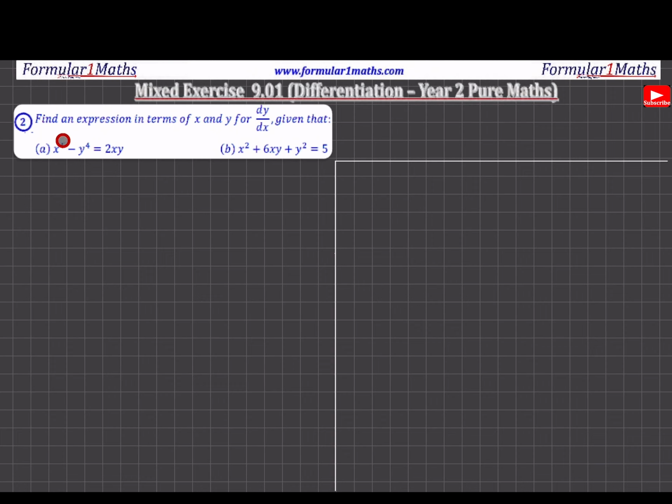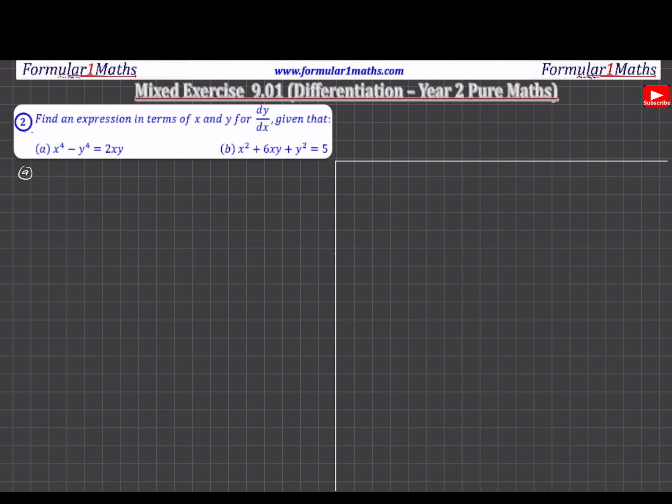Question 2. Find an expression in terms of x and y for dy dx, given that a. x to the power 4 minus y to the power 4 is equal to 2xy. b. x squared plus 6xy plus y squared equals 5. So for these 2 questions, we need to use implicit differentiation.